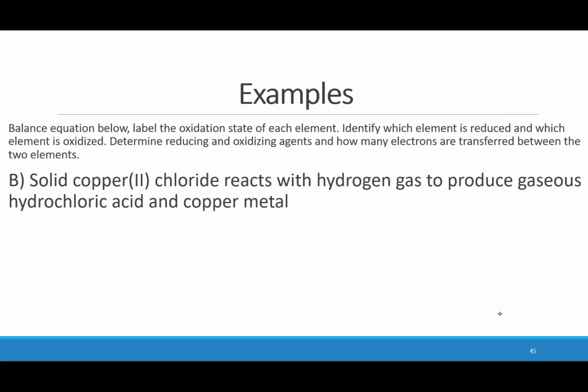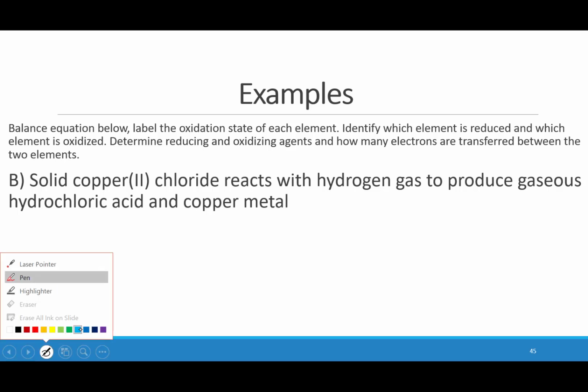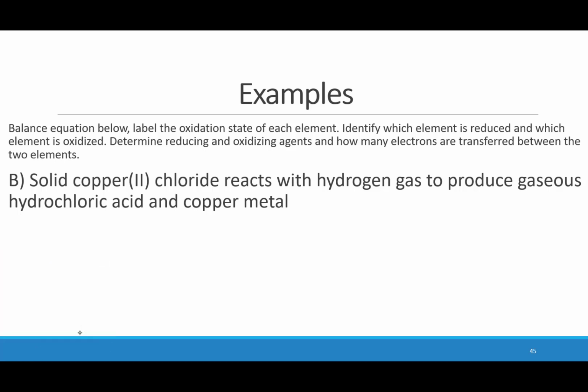Now let's do one more example. Okay, which is copper 2 chloride reacts with hydrogen gas and it produces gaseous hydrochloric acid, and copper metal.